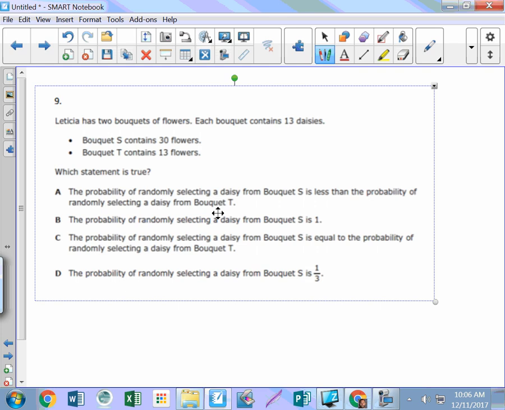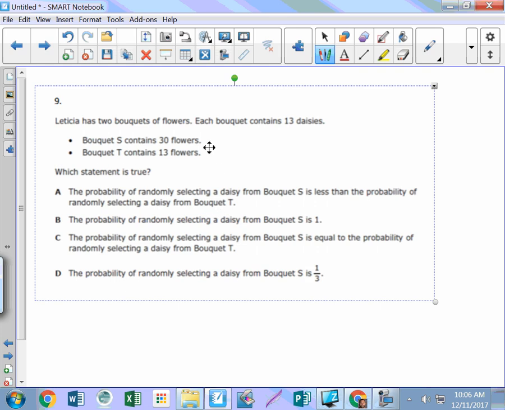Letitia has 2 bouquets of flowers. Each bouquet contains 13 daisies. Bouquet S contains 30 flowers. Bouquet T contains 13 flowers. Which statement is true? The probability of randomly selecting a daisy from bouquet S is less than the probability of randomly selecting.